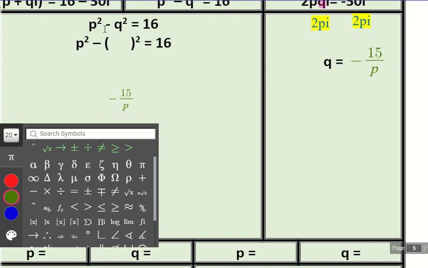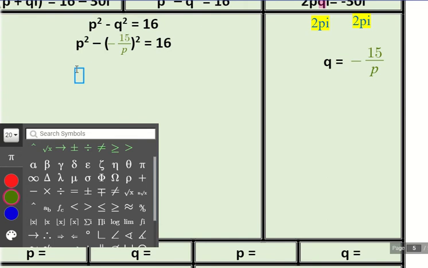Now, my equation over here says p squared minus q squared equals 16. So I don't want two variables. Instead of using q, I'm taking that negative 15 over p so that now I'm only calculating with one variable. Because we can always solve an equation. It might be hard, but we can always solve an equation with one variable. But it's really hard to solve an equation with two. So now I'm just going to go through and clean this up a little bit.